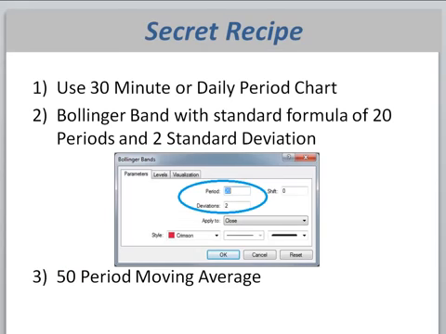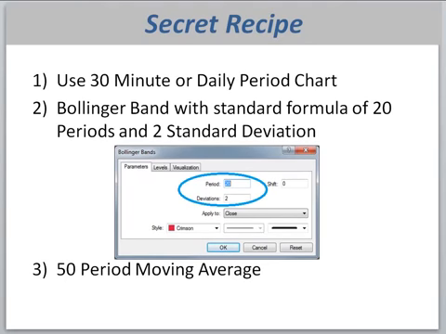Okay, so let's just bring up our chart over here. But before we get to that, here's our little secret recipe for putting together the strategy. We're going to use a 30-minute or daily period chart. I've found in my own trading that the 30-minute or daily charts work best for the Bollinger Band strategy. I'm not really sure why. I have a couple theories, but I'm not going to get into that. In general, the 30-minute and the daily chart work best.